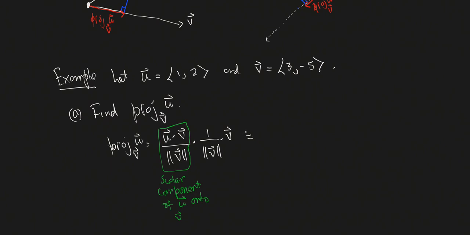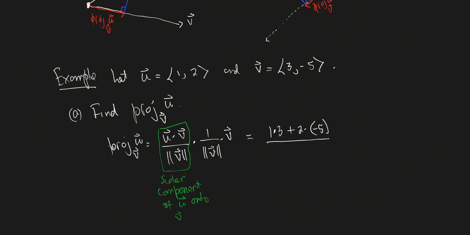So let's go ahead and fill things in. So u dot v. We're going to multiply the corresponding components of u and v. So 1 times 3 plus 2 times -5. So that's the dot product, and that will be in the numerator. In the denominator, notice that it's the magnitude of v squared.